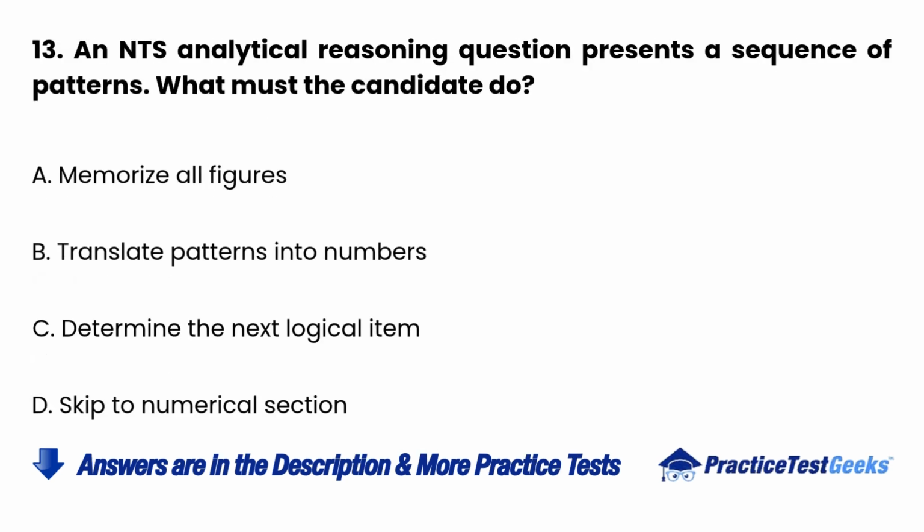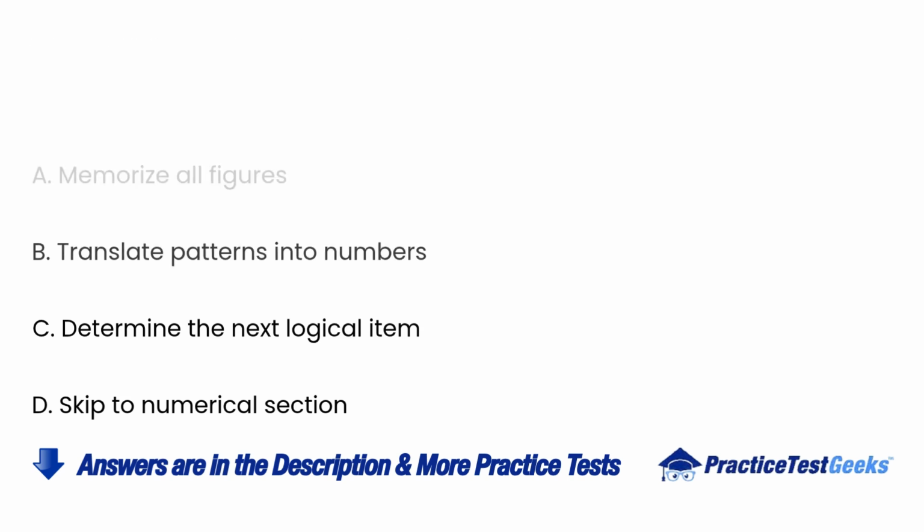13. An NTS analytical reasoning question presents a sequence of patterns. What must the candidate do? A. Memorize all figures. B. Translate patterns into numbers. C. Determine the next logical item. D. Skip to numerical section.